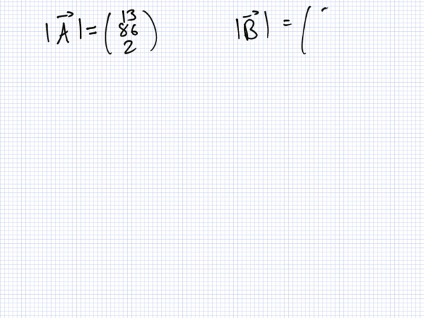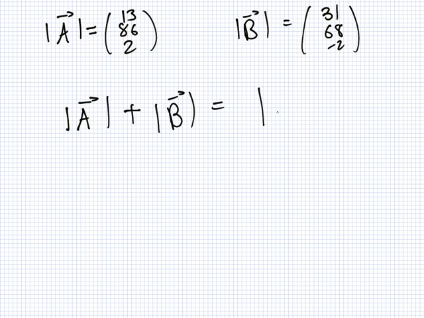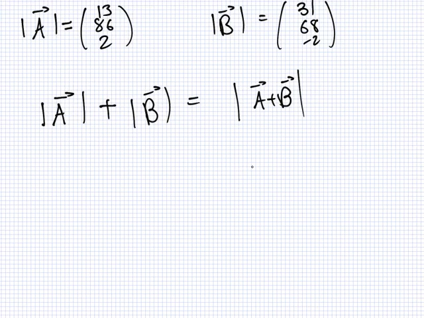So here's two vectors. Vector A, I said, is 13, 86, and 2. And vector B is 31, 68, and minus 2. So I want you to check if the following is true or false. The magnitude of A plus the magnitude of B equals the magnitude of A plus B. Okay, if you can take out your calculator, see if this is true or false to begin with.